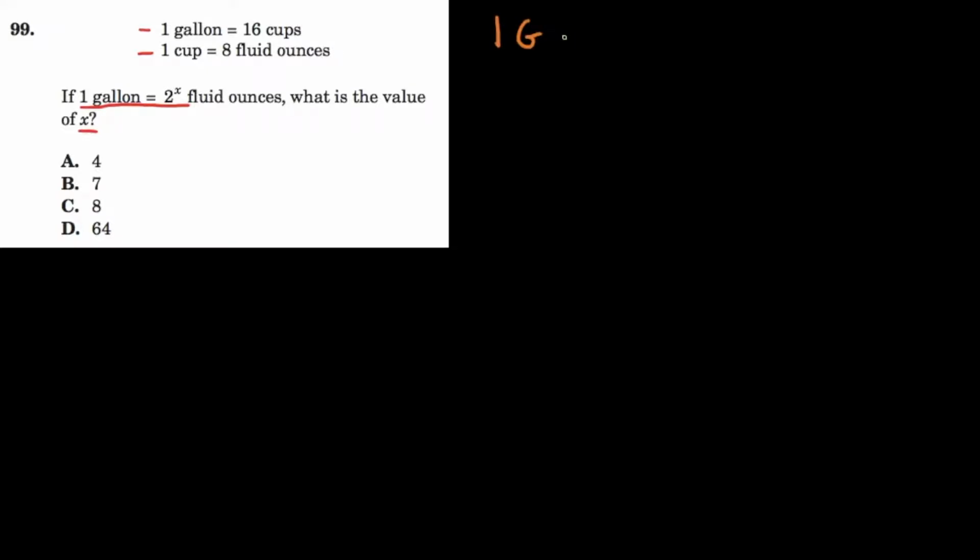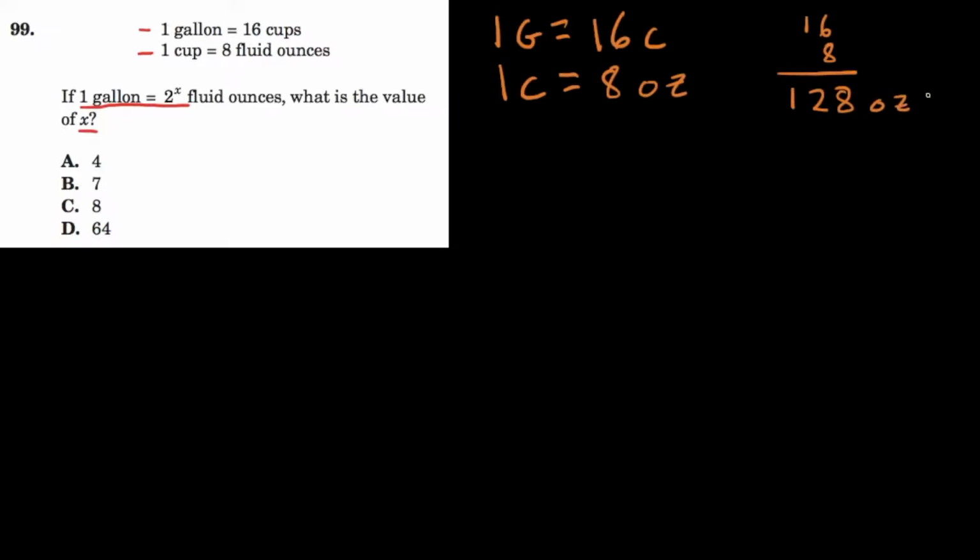So I see in the question that I'm going to have to use a conversion to get from gallons to ounces. So I'm going to do that before I even worry about the algebra part. So if 1 gallon is 16 cups and 1 cup is 8 ounces, that means for every one of these 16 cups, we have 8 ounces, which means 16 times 8 is going to be the number of ounces in a gallon, and that's 128. So it's 128 ounces in 1 gallon.